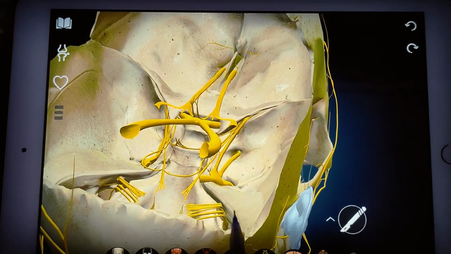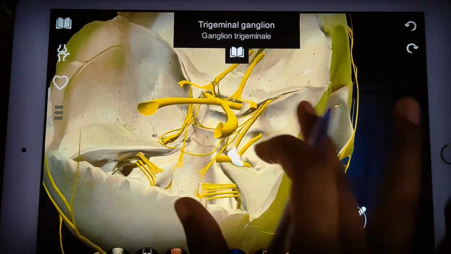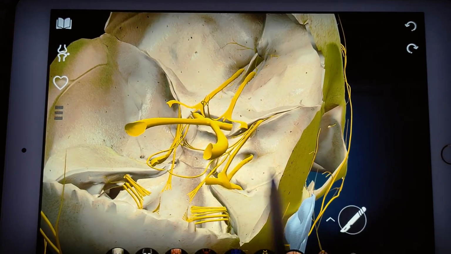Again, this is your petrous part of the temporal bone. This is your trigeminal nerve, which has three divisions, and this is the trigeminal nerve ganglion, or Gasserian ganglion. This is your Meckel's cave. Again, I'm repeating the same thing.